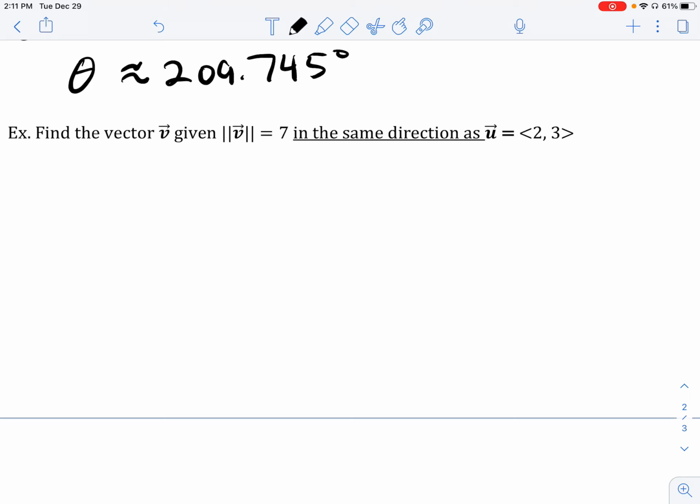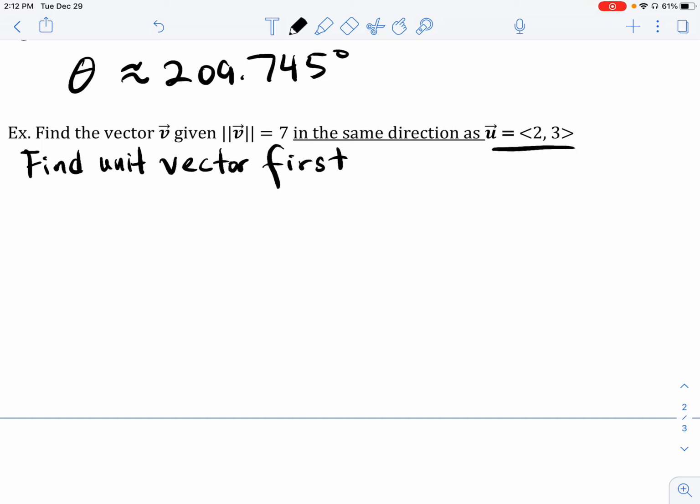Well, the first thing we'd want to do is recognize that we've got a vector that ends up at 2, 3. So instead, our approach could be, let's find a unit vector that is going in this same direction. So find a unit vector first, and then simply multiply that unit vector by a scalar of 7. We're just finding a smaller vector that has a magnitude of 1 going in the same direction as this other vector, and then we'll just multiply by 7.